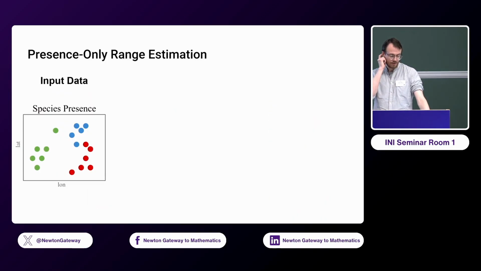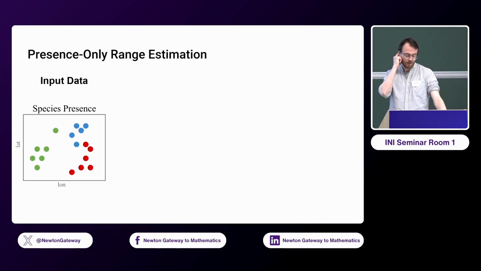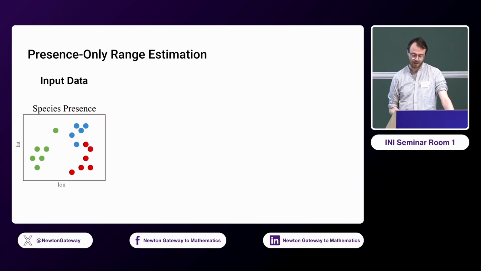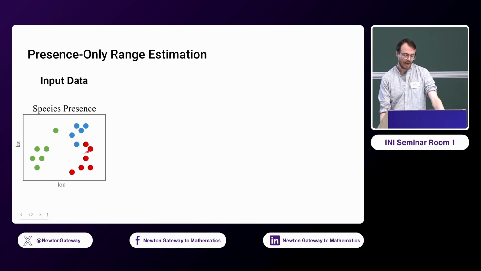Yeah, so to give you a high-level overview of what the structure of these models looks like, I'll show you this toy example. In this toy example, we've got longitude and latitude, and we've got 3 species: green, blue, and red, and the dots indicate locations where they're found.